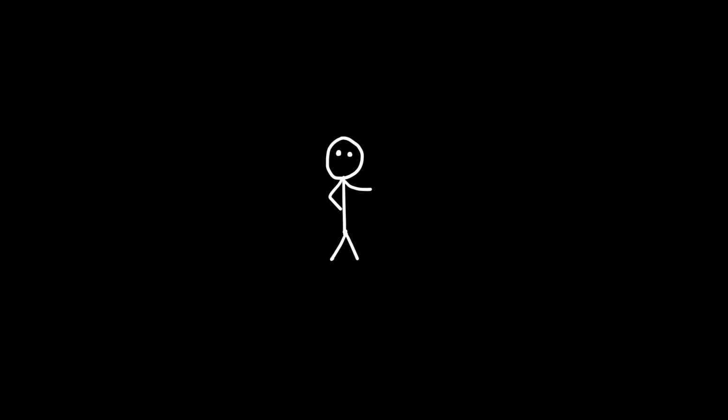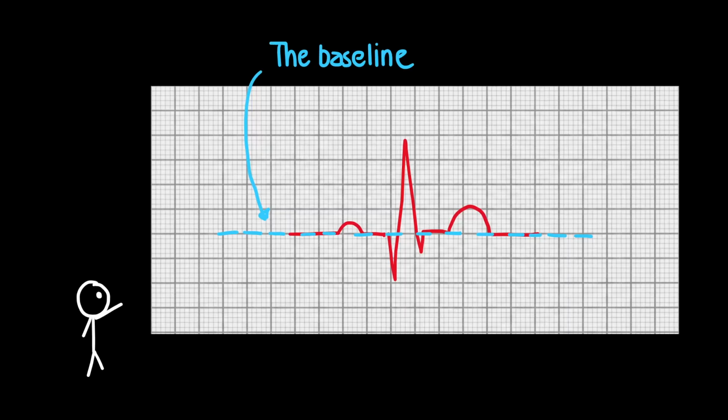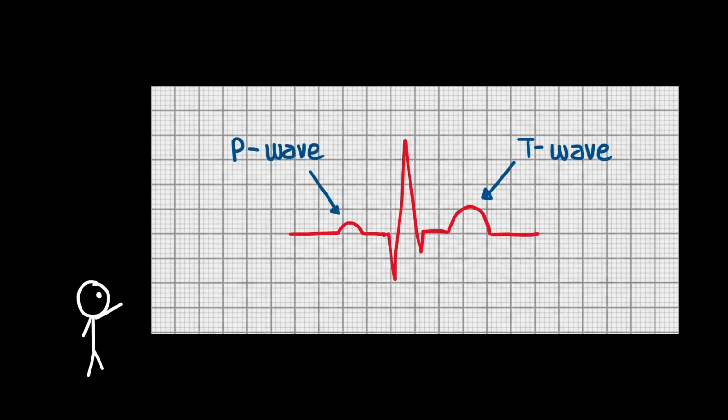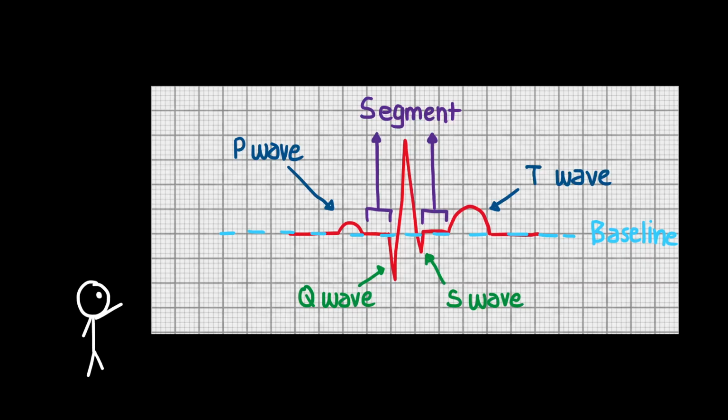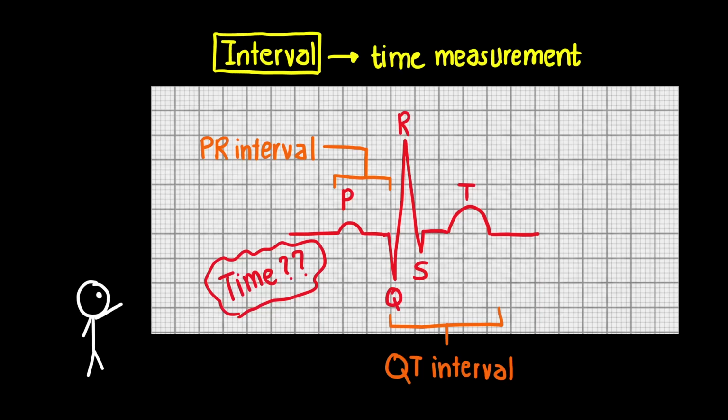So now we know the language of the ECG. The baseline is the reference everything is measured against. A wave is a single deflection corresponding to active electrical movement. A complex is multiple waves merged into one combined shape. A segment is a flat stretch between two waves. An interval is a time measurement across a phase of the cycle.